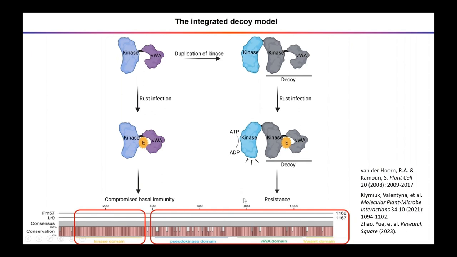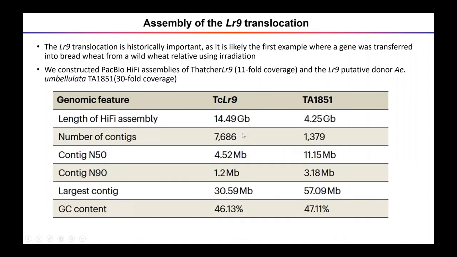So it is likely that the kinase 2 and VW domain of R9 and PM57 could be the decoys that are responsible for sensing effectors from leaf rust and powdery mildew, while the kinase 1 domain is responsible for conducting the defense signals. The R9 translocation is historically important as it is the first disease resistance gene that was introgressed into bread wheat using irradiation.